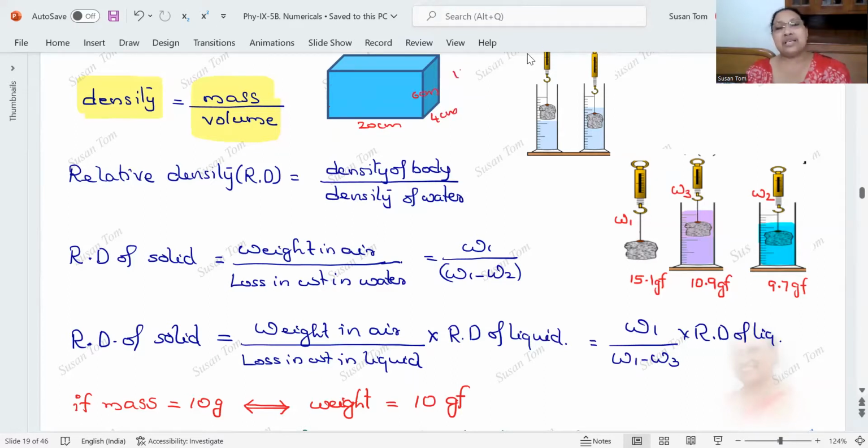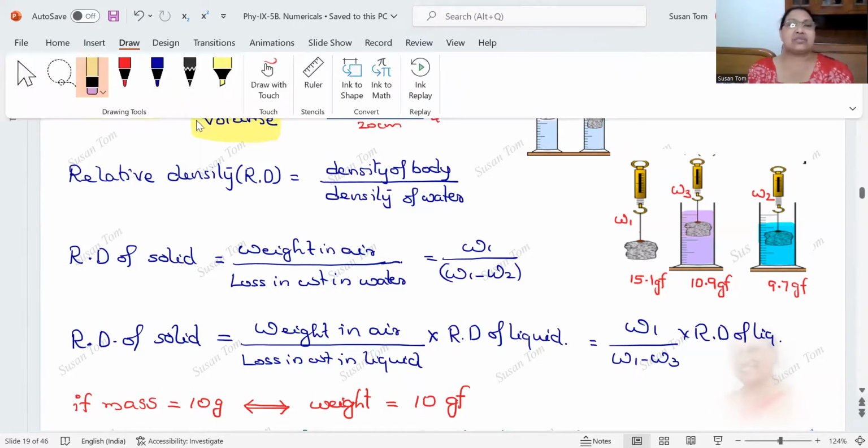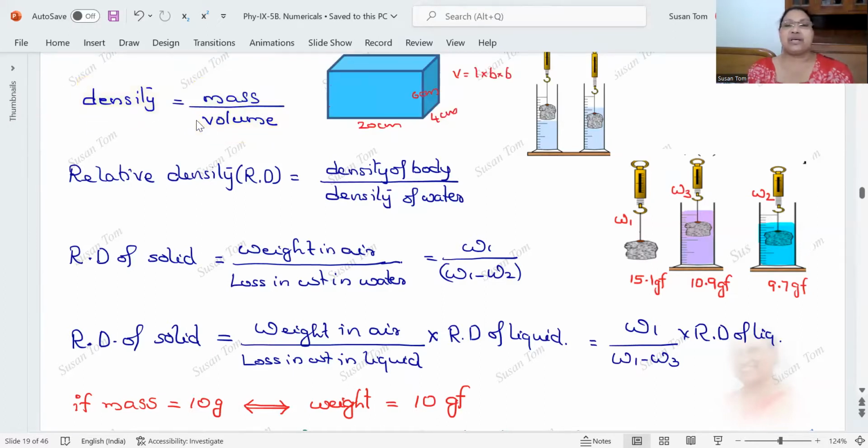Now we use the formula length into breadth into height. This you know, in maths you are studying length into breadth into height. So you solve this portion; I'm not going into detail. This is the way you do it, whatever is the mass over whatever is the volume. Sometimes they will not directly give you the volume. Instead, you may have to calculate the volume if it's a regular body this way.